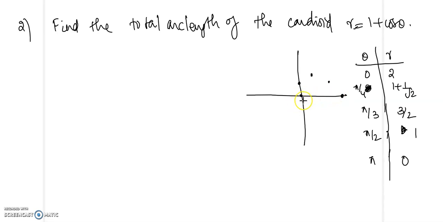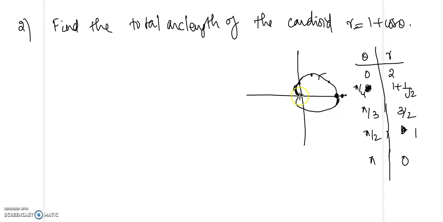Now as we know, here r is in the form a plus b cos theta. a and b are equal, so the cardioid is going to be heart shaped. So this will be the shape of the cardioid. Let me take this point. Okay, so this will be the shape. So it starts in this direction. It is symmetric about the x-axis. So this is going to be the cardioid.